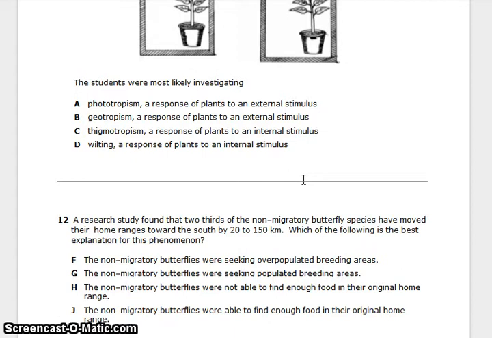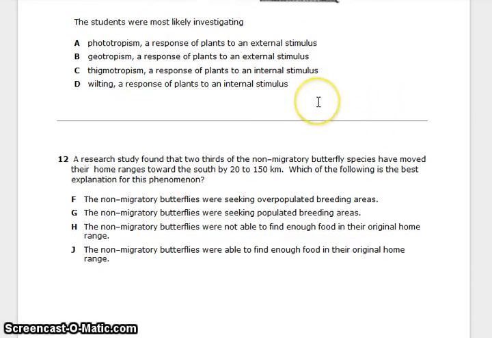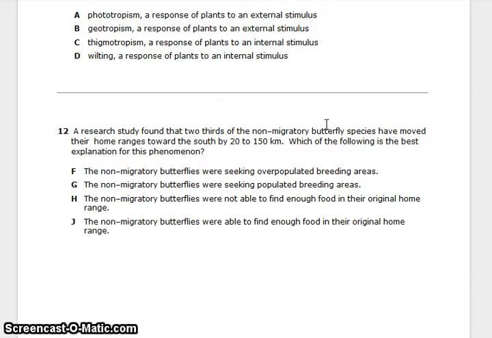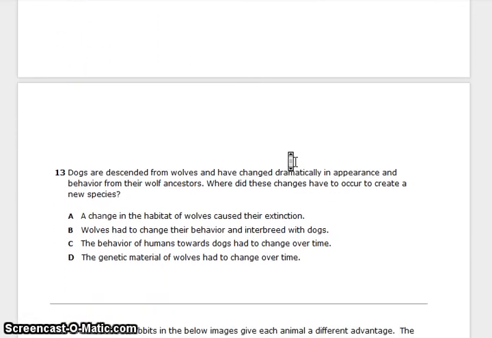12. A research study found that 2/3 of the non-migratory butterfly species have moved their home ranges toward the south by 20 to 150 kilometers. Which of the following is the best explanation for this phenomenon? F. The non-migratory butterflies were seeking overpopulated breeding areas. G. The non-migratory butterflies were seeking populated breeding areas. H. The non-migratory butterflies were not able to find enough food in their original home range. J. The non-migratory butterflies were able to find enough food in their original home range.